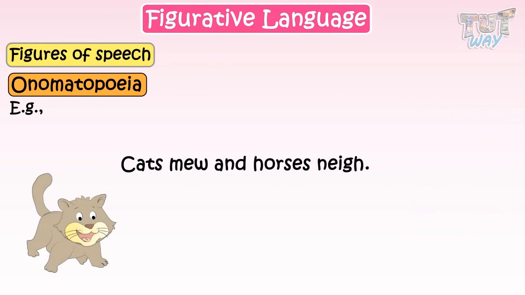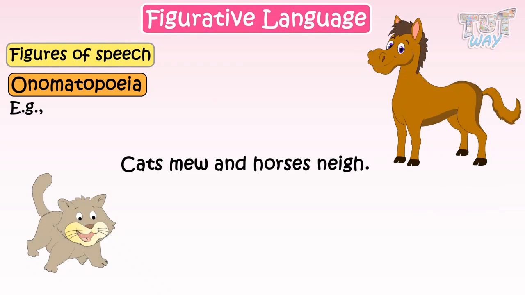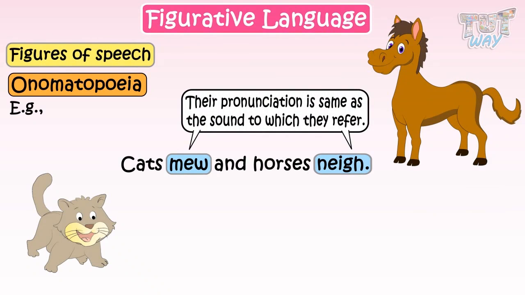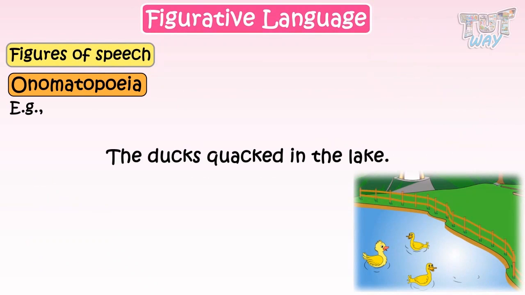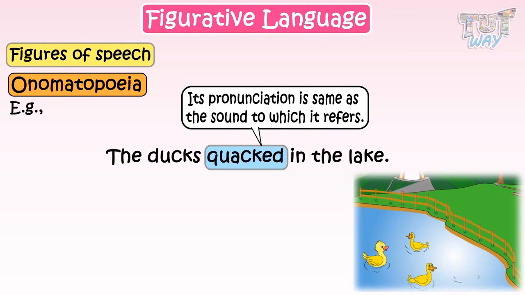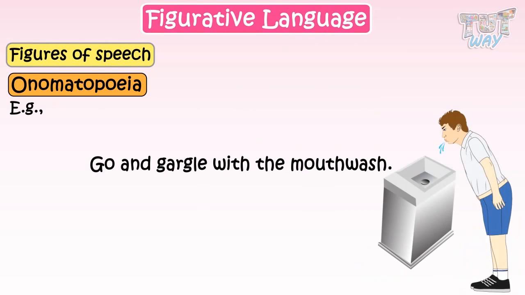"Cats mew and horses neigh." Here, the words mew and neigh are onomatopoeias, as pronunciation is same as the sounds to which they refer. "The ducks quacked in the lake." Here, the word quacked is an onomatopoeia, as its pronunciation is same as the sound to which it refers. "Go and gargle with the mouthwash." Here, the word gargle is an onomatopoeia.